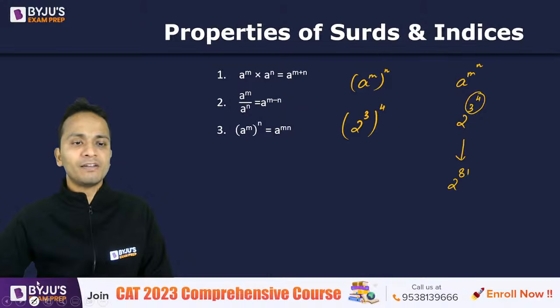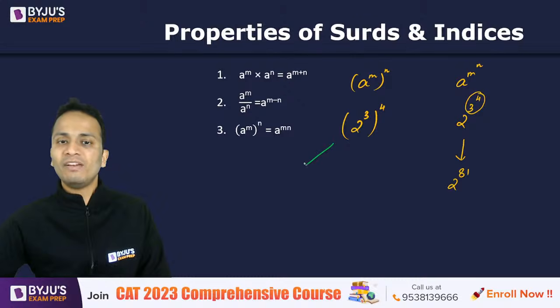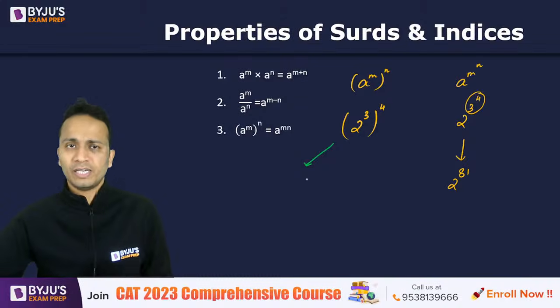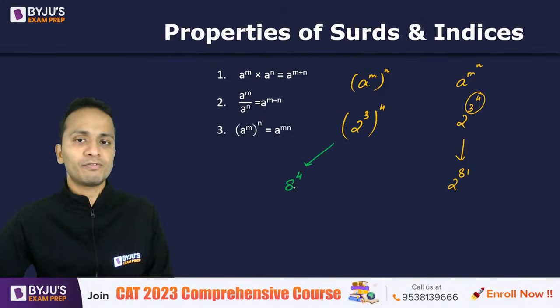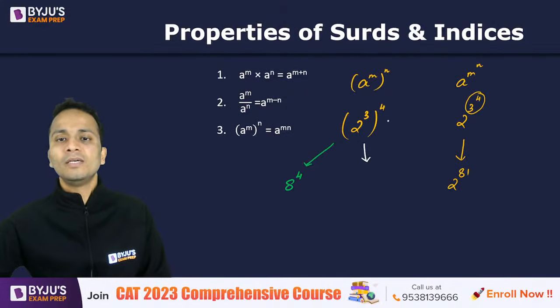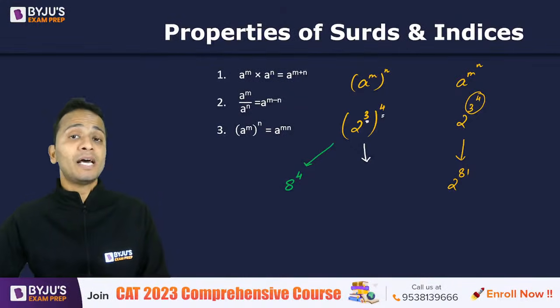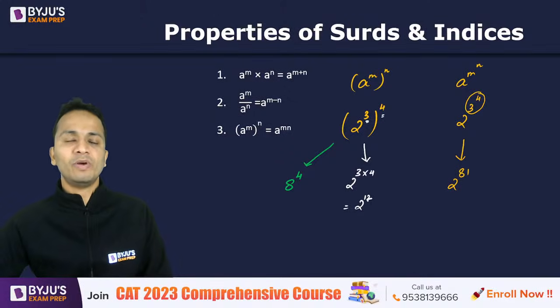Now let's look at the first one. There are two different ways of solving this. One way is to first solve the bracket. 2 raised to the power 3 we'll solve first. 2 raised to the power 3 is 8. So I can write it as 8 raised to the power 4. Another way of solving this is to multiply these powers. When we open the bracket, the powers get multiplied. So it can be written as 2 raised to the power 3 multiplied by 4, that is equal to 2 raised to the power 12.